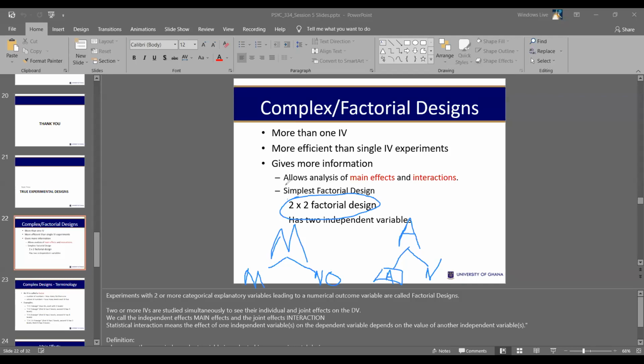So the two here, it means that this first two is for marijuana. It means we have marijuana. Then under marijuana, we have two different conditions or groups. Then the second two that you find here is for alcohol. It means we have alcohol here. Then under it, we have two different what? Conditions.